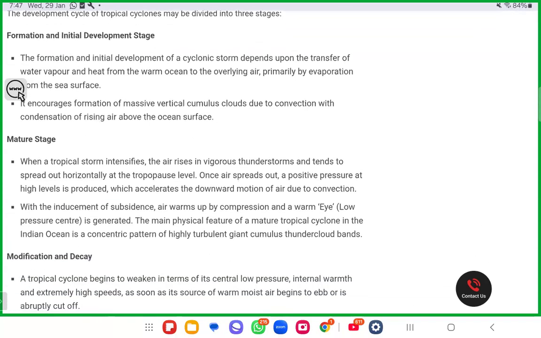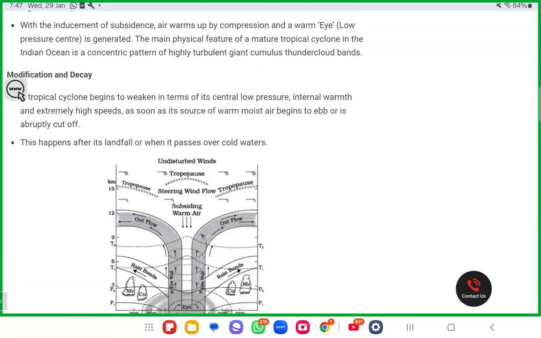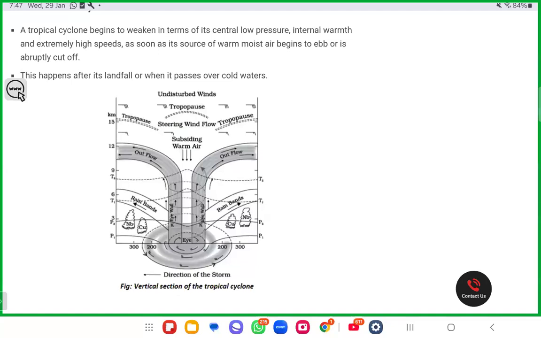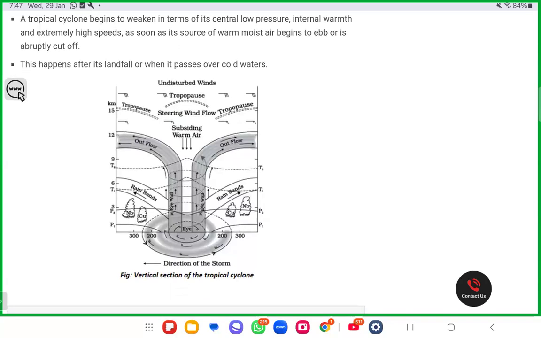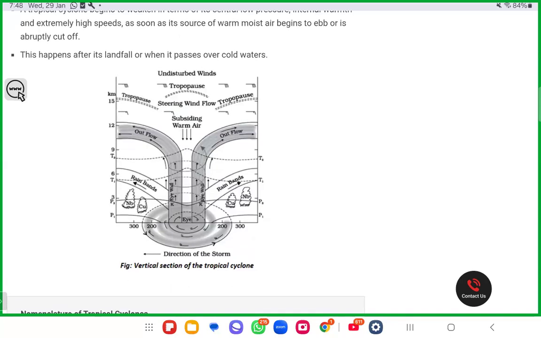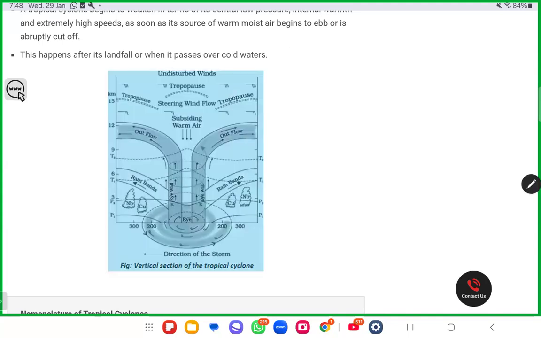Initial development stage, mature stage, modification, decay. And as you can see the diagrams here. So here is the diagram. So as you can see in the center, can you see the eye?